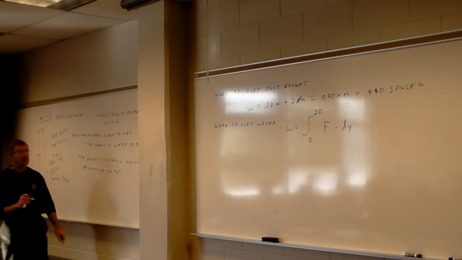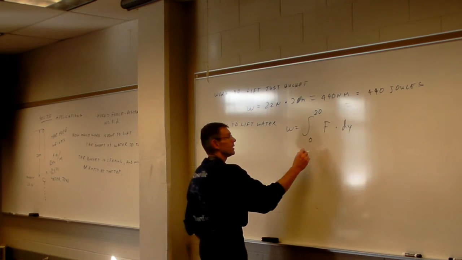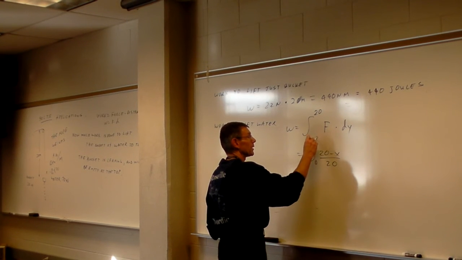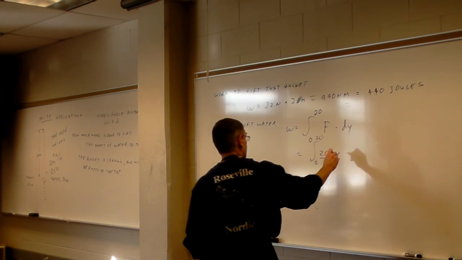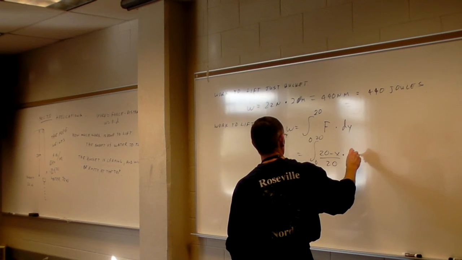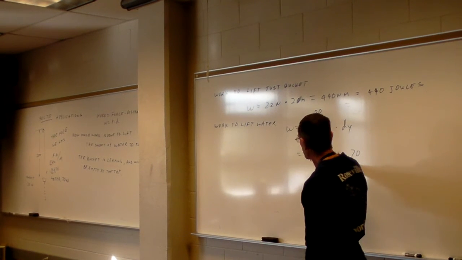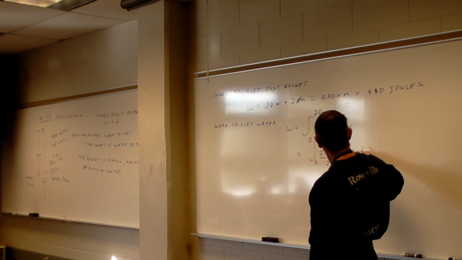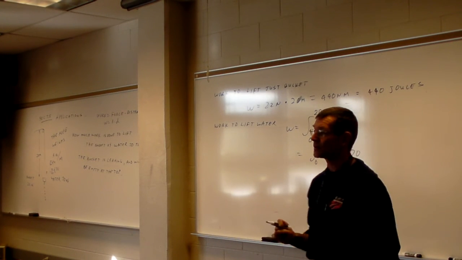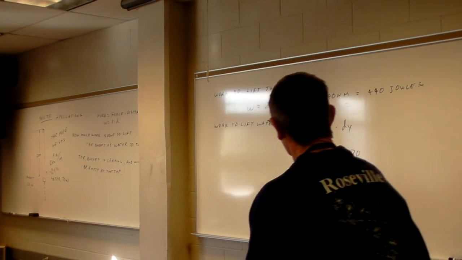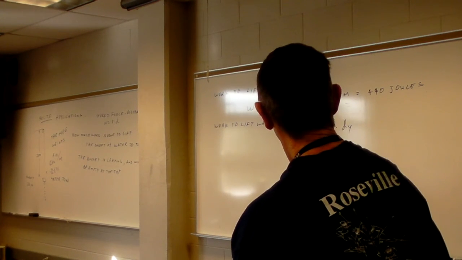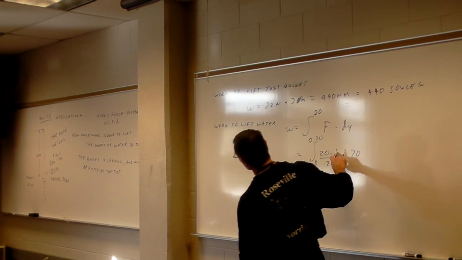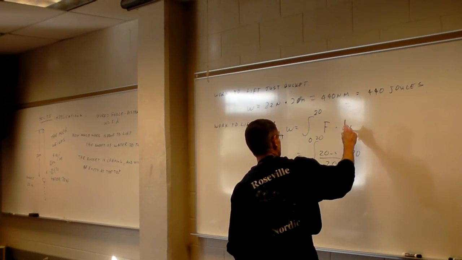So the force needed is 20 minus x over 20, from 0 to 20, times 70. Because this is the ratio as it goes down. As the water goes up, the ratio goes down also. This should be y. Or, what did I just say? I said x over there? Alright, let's just make it x then. That's fine.